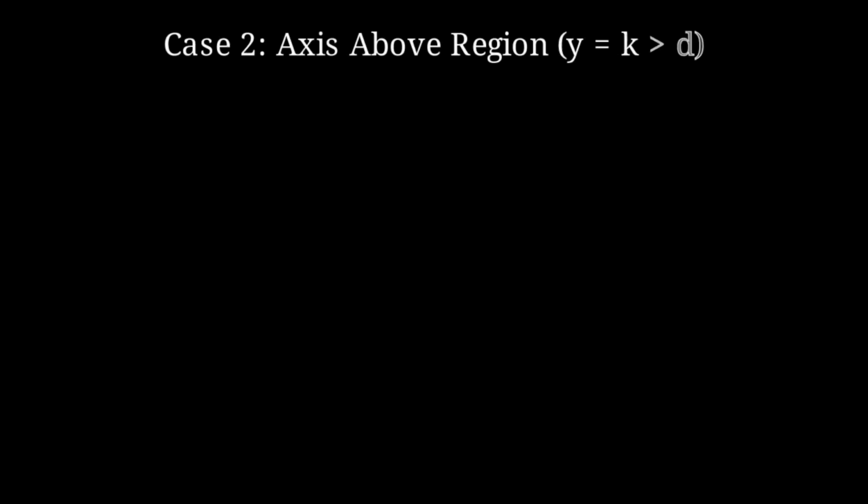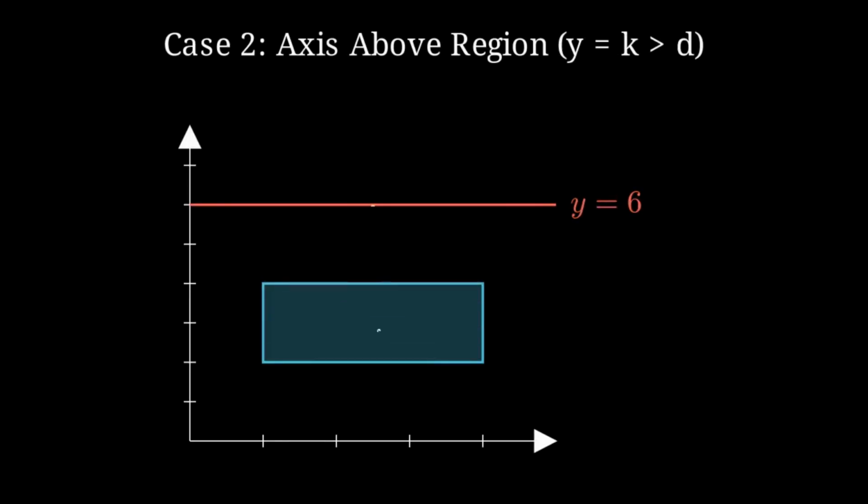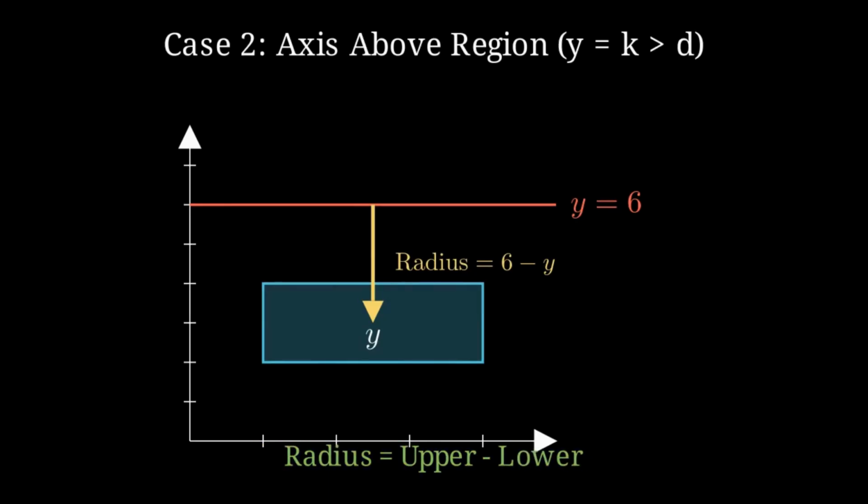Conversely, if the axis y equals k is above the shaded region, the constant k is larger than any y in the interval. In this scenario, the radius becomes k minus y. Always subtract the smaller value from the larger value to maintain a positive radius for your geometric solid.